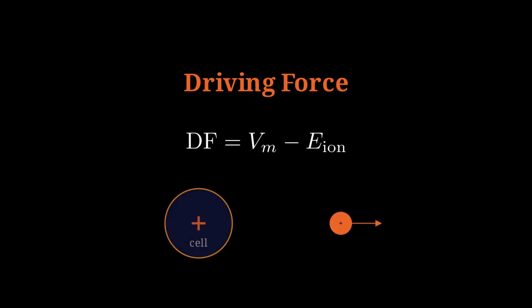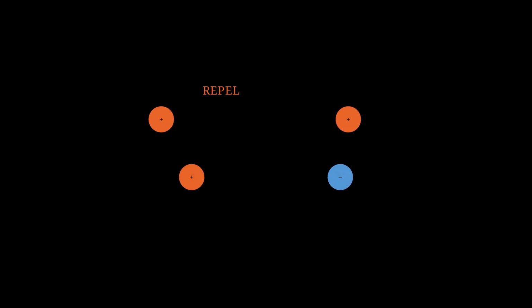Let's start with the key concept, the driving force. The driving force of an ion is the difference between the actual membrane potential and that ion's equilibrium potential, also known as the Nernst potential. Think of the driving force as the net voltage the cell is exerting on the ion. Just like in basic electricity, same charges repel and opposite charges attract.